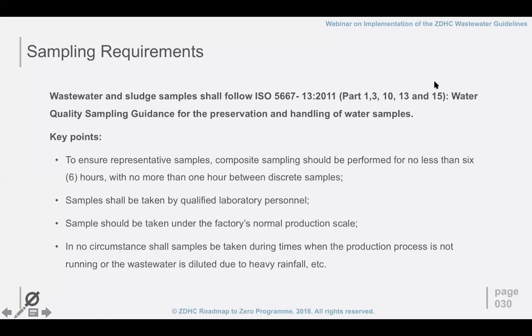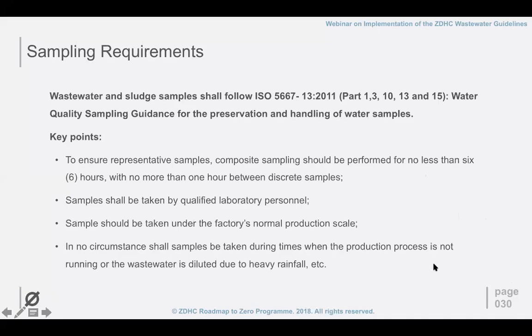So it is very, very important, I think Scott alluded to this, that the samples are taken correctly, that they're handled correctly, and that they are representative of the discharge of the facility. I almost can't overemphasize how important this is. So the wastewater and the sludge samples have to be collected and preserved and shipped in accordance with ISO standards.